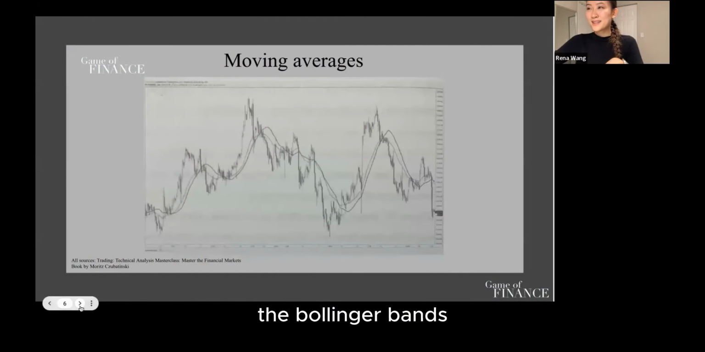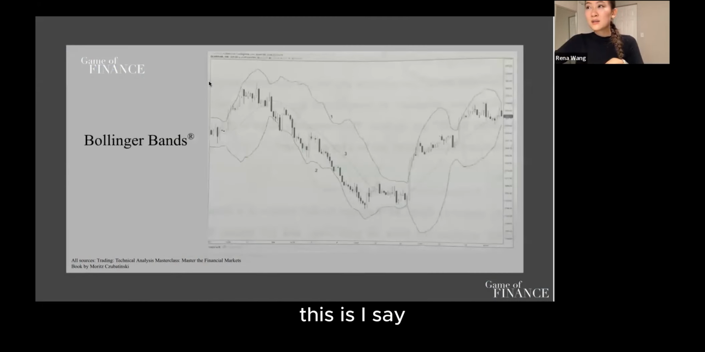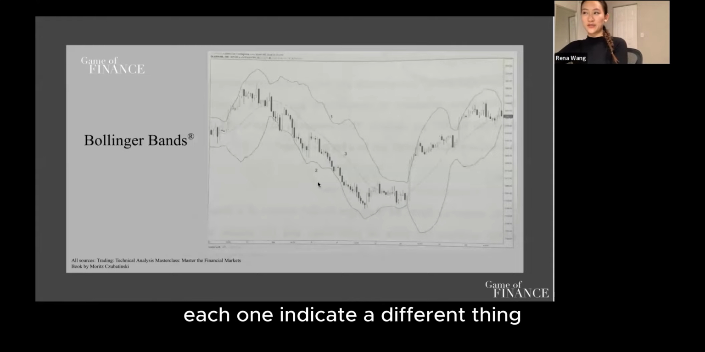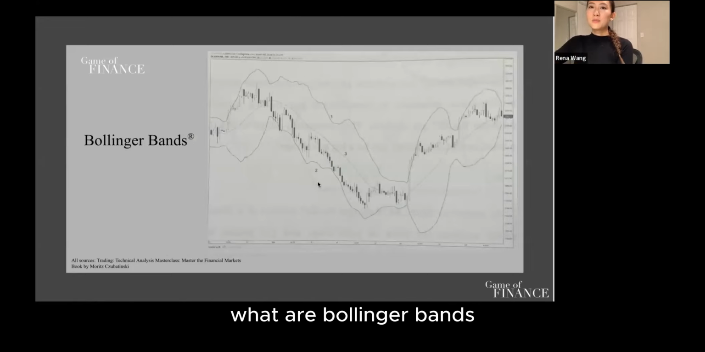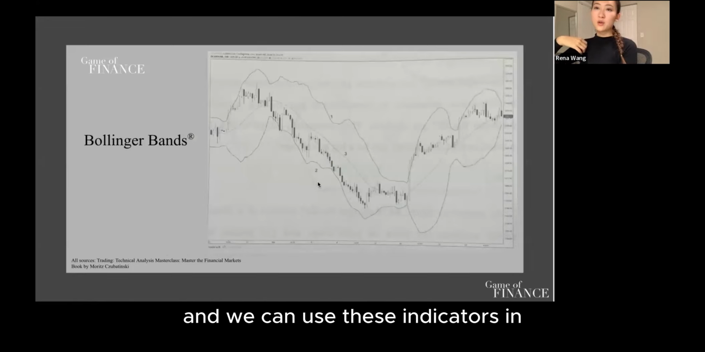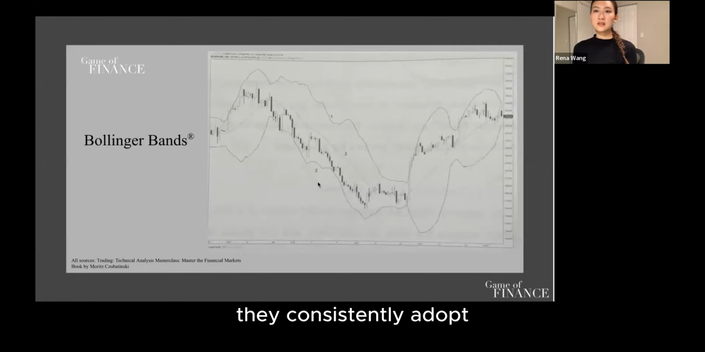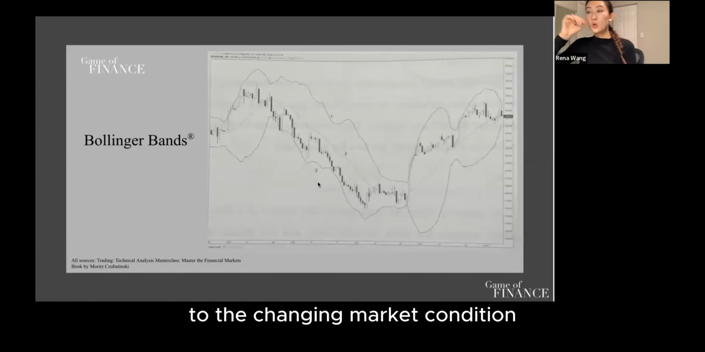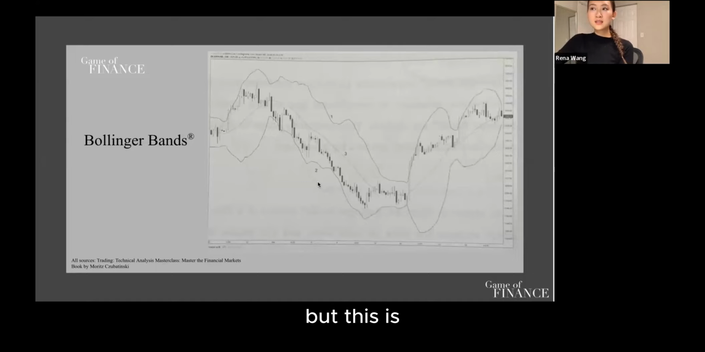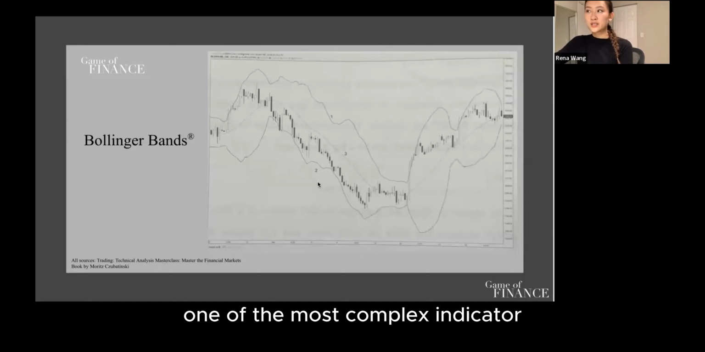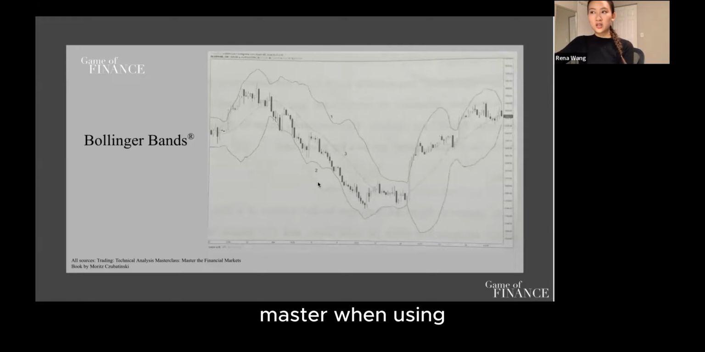So the Bollinger Bands. This is, I'd say, the most complex indicator out of the 3 that we're talking about today. You can see there are 3 lines, 1, 2, 3, and each one indicates a different thing. What are Bollinger Bands? They are versatile, and we can use these indicators in numerous situations. They're very dynamic. They consistently adapt to changing market conditions, which can be a big advantage. But this is one of the most complex indicators to understand and really to master.